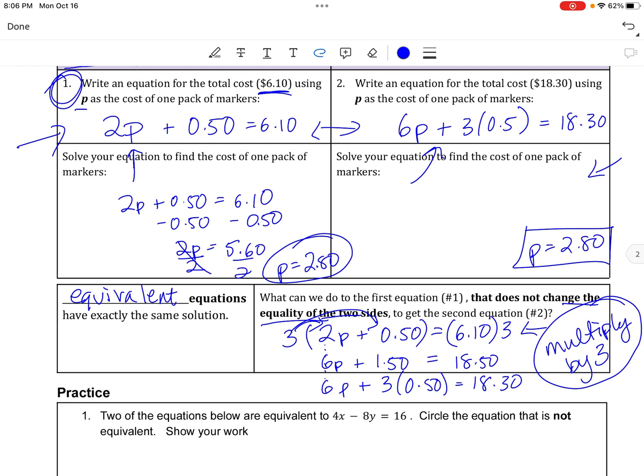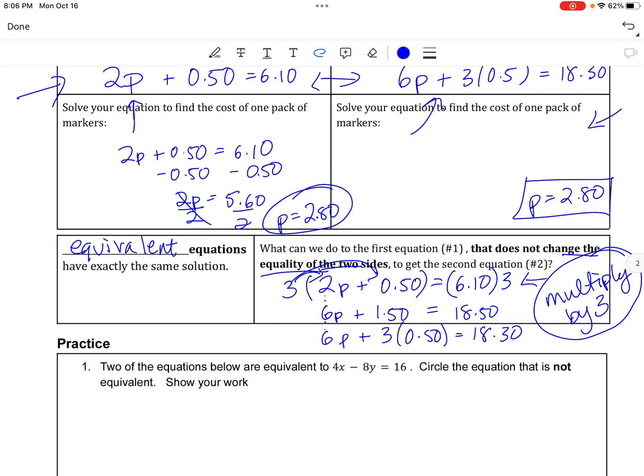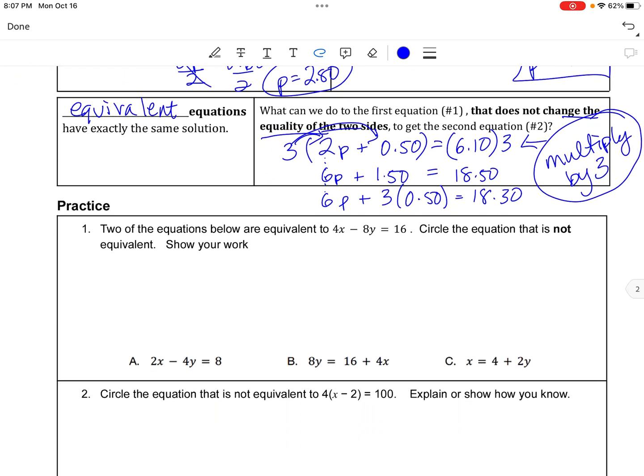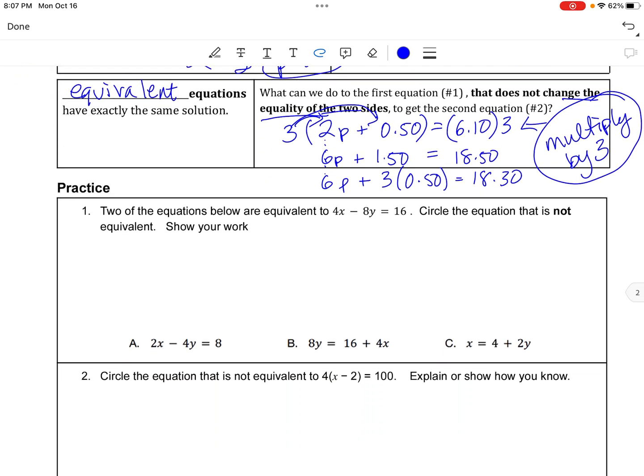And those two equations are equivalent equations. They have the same solution. For both, the solution is 2.80 for p. Okay, let's try this one. 2 of the equations below are equivalent to 4x minus 8y equals 16. Circle the equation that is not equivalent.